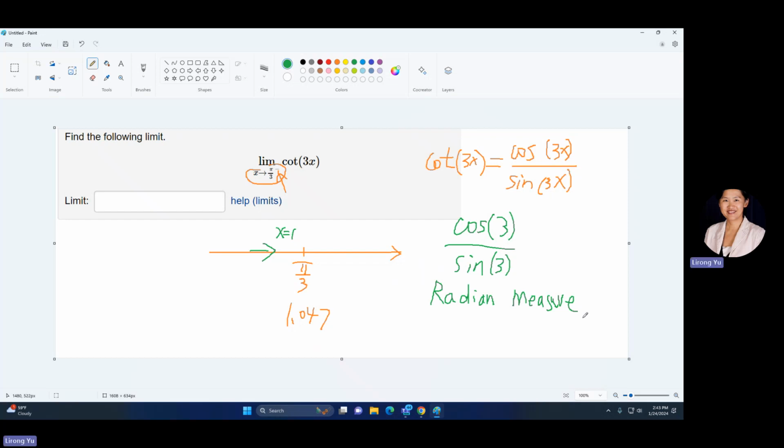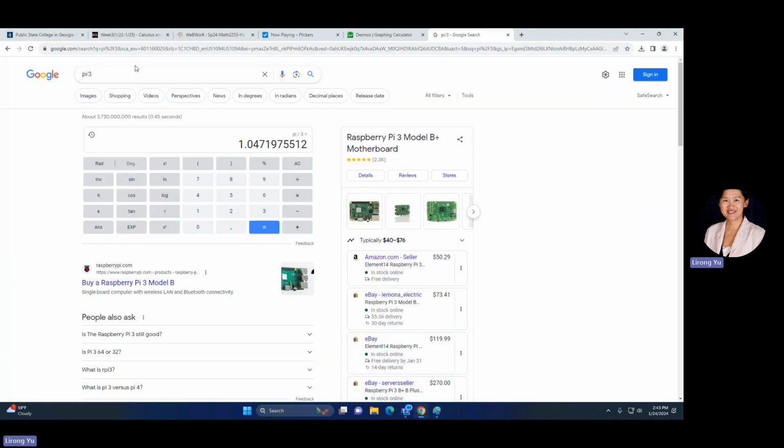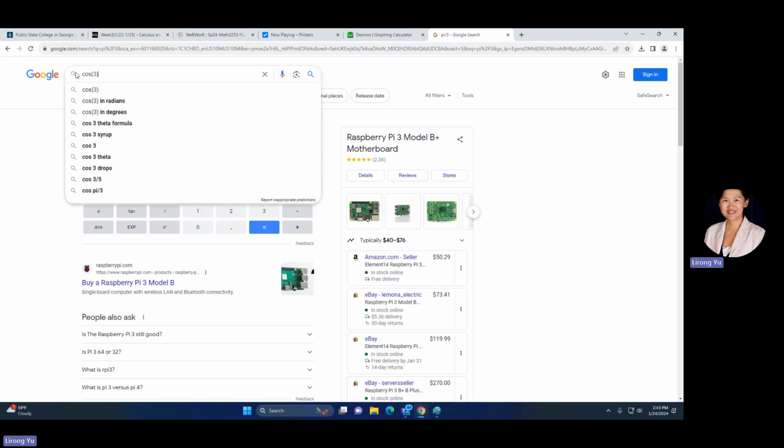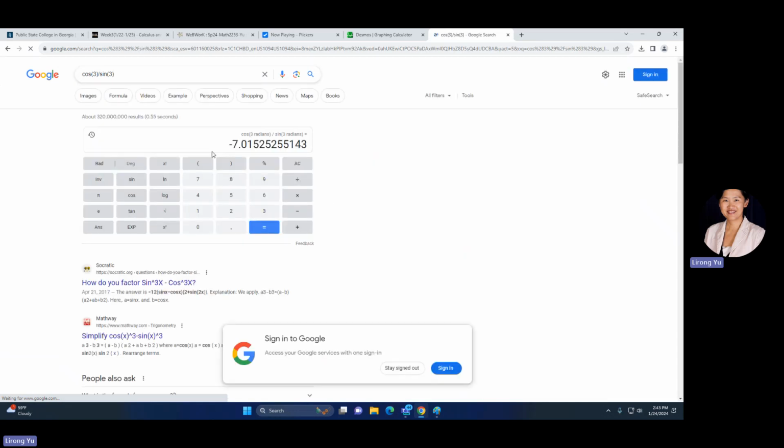Negative infinity. No, negative square root. So it's a really negative number, right? So, on my side, let's calculate cosine 3. You can calculate this with your calculator. Cosine 3 divided by sine 3, the number is pretty large, is that what you have? Negative 7 point something? Yeah. Negative 7 point something.